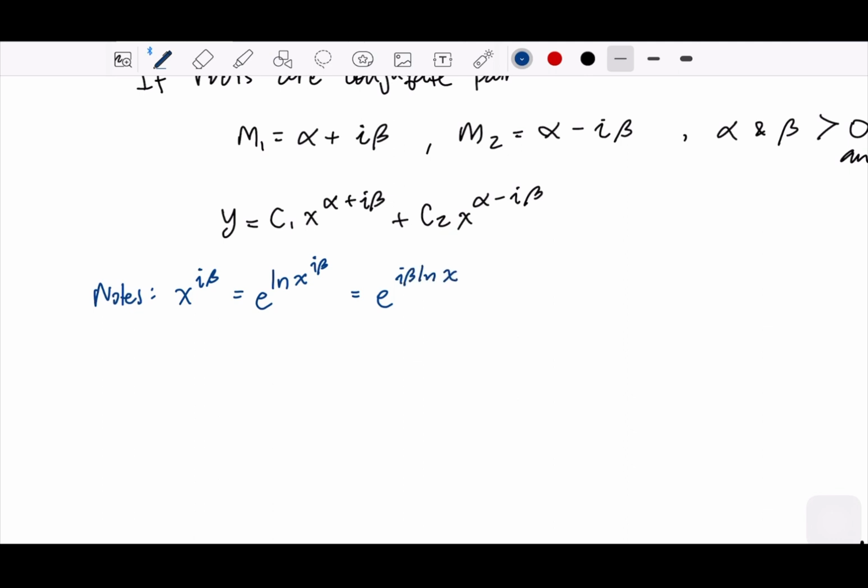Okay. And by Euler's formula, this is going to be cosine beta ln x plus i sine beta ln x. Usually we have the beta in the Euler formula, but we change the imaginary number beta with this.